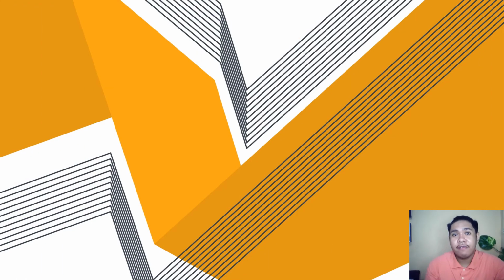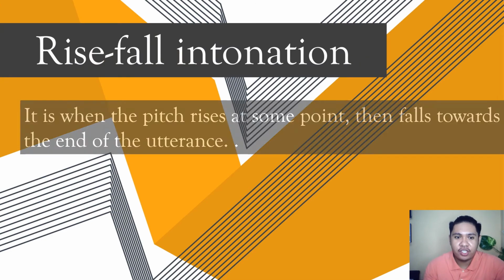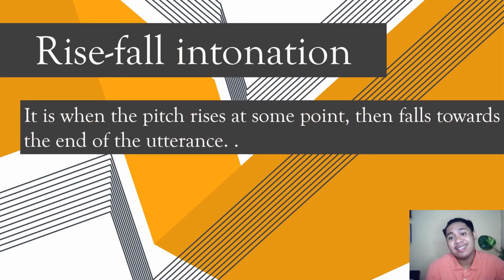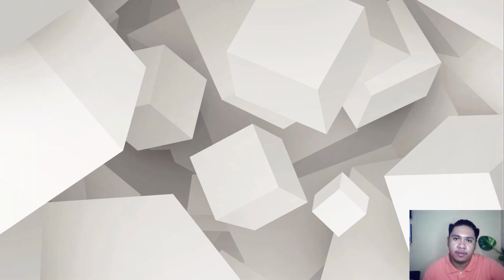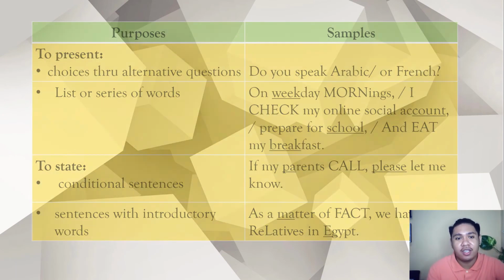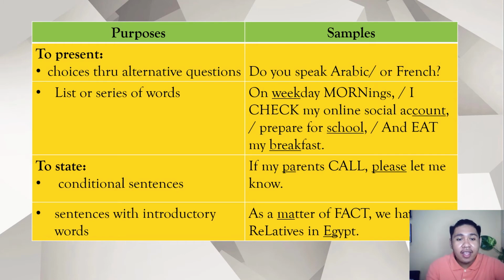We also have the rise-fall intonation. So it is when the pitch rises at some point, then falls towards the end of the utterance. Okay, so this type of intonation is frequently used to communicate feelings of approval or disapproval, as well as to offer options. Here are the purposes of using rise-fall intonation. It is to present choices through alternative questions.